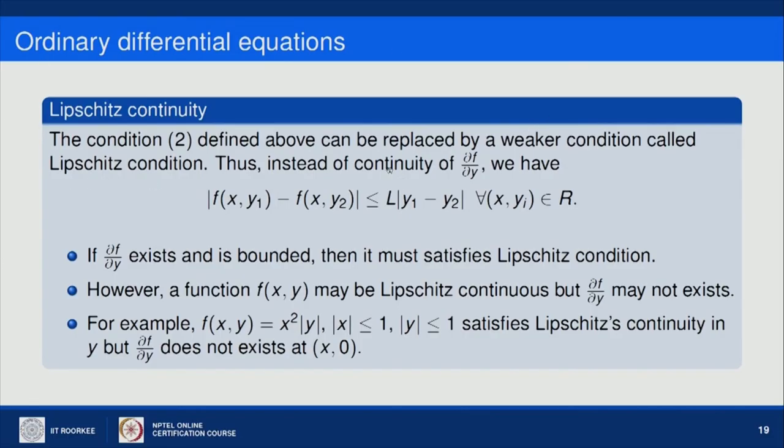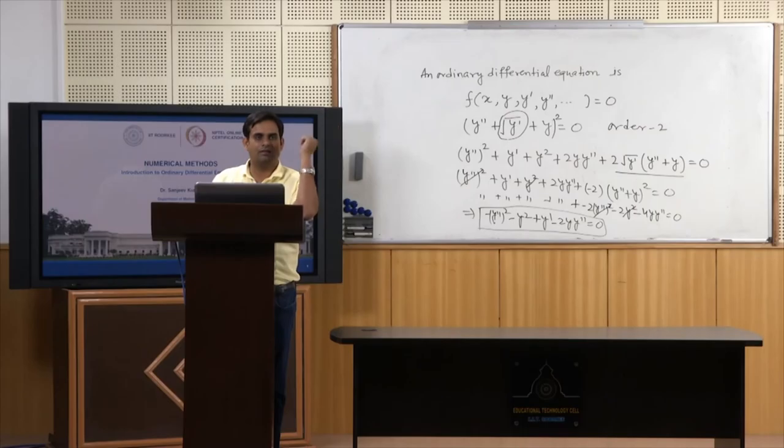So, thus instead of continuity of del f over del y, we can have that f is Lipschitz continuous, that is, absolute value of f of x, y 1 minus f of x, y 2 is less than or equal to L times absolute value of y 1 minus y 2 for all x, y i belonging to R, so then the solution is unique. So, basically this condition comes as follows: if del f over del y is continuous, this implies the Lipschitz condition will always hold for a continuous partial derivative. However, the converse is not true.